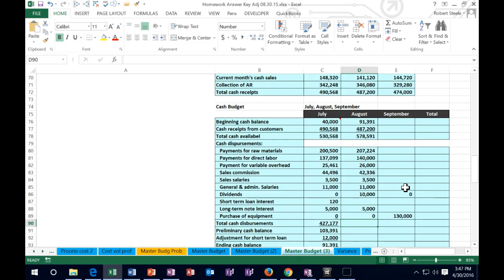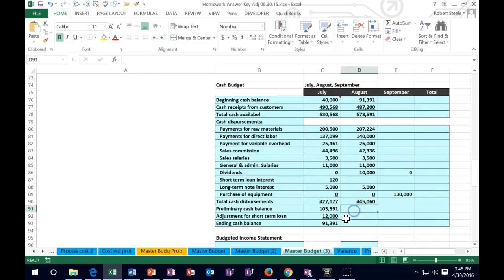Now we can add up the total cash disbursements. So that's going to equal the sum of the 207,224 all the way down to this 0. We could have copied it across as well. So that's going to be the 445,060. Note we could have just taken this number and copied it across like that. Alright, so I'm also going to put an underline here. We're going to go to the Home tab, Font, Underline there. And then we have the preliminary cash balance. That's going to equal the total cash available minus the total cash disbursements.